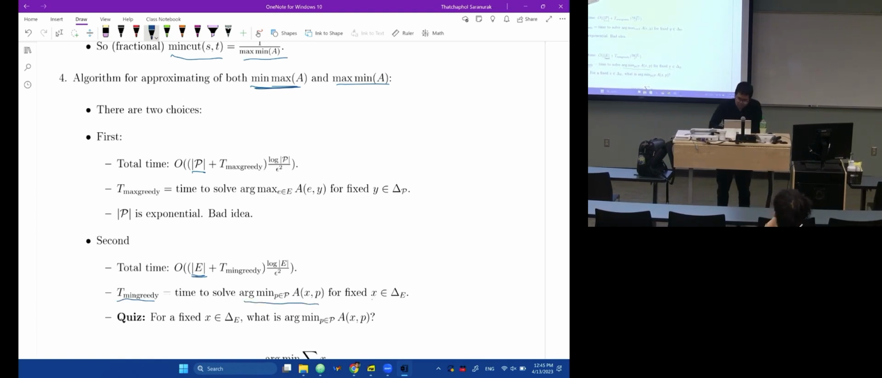That is, when you fix x, like when the row player chooses the distribution, fix the distribution of row, then when the max player chooses the distribution of row, the min player will choose the best column according to this row distribution. So choose the best path according to x.